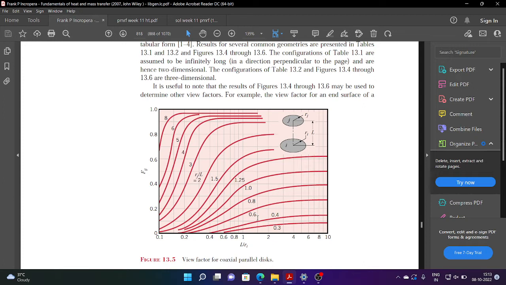F23 is 0.056. So we get view factor F23 because we are using these surfaces. This graph is valid when the radiation is emitted from the bottom surface and moves toward the top surface. In our case, the bottom surface is associated with 2 and it is moving toward the top surface. So this is my view factor F23, which is 0.056.